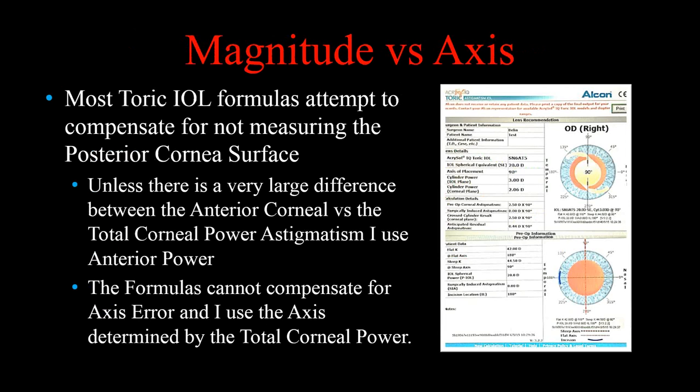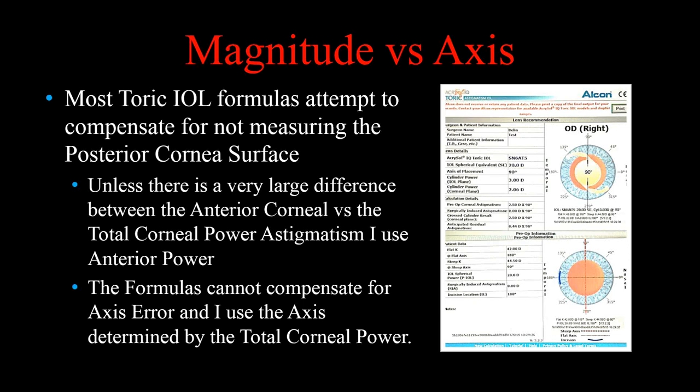Now, most of us use, and I'll say I do, and I do with my residents, a standard IOL toric calculator supplied by the manufacturer of the lens. These, however, were never designed to incorporate posterior data. So most toric IOL formulas attempt to compensate, just like the original IOL formulas did. They tend to compensate for not measuring the posterior corneal surface.